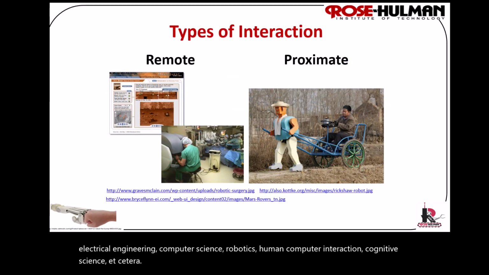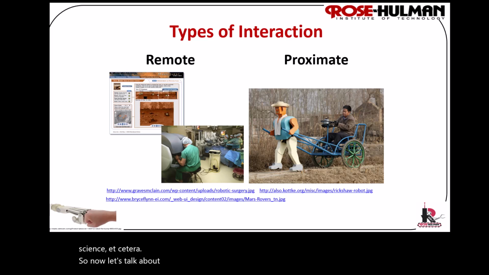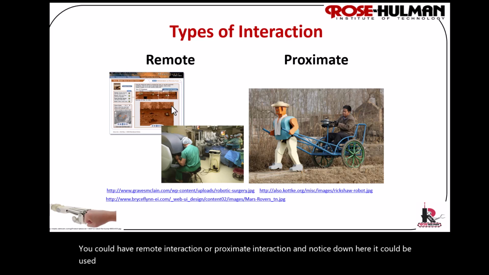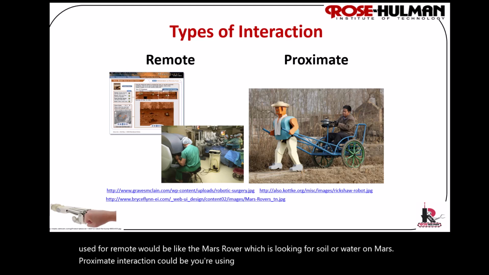So now let's talk about types of interaction. You could have remote interaction or proximate interaction. And notice down here, remote would be like the Mars rover, which is looking for soil or water on Mars. Proximate interaction could be you're using it and you're somewhere close to it.